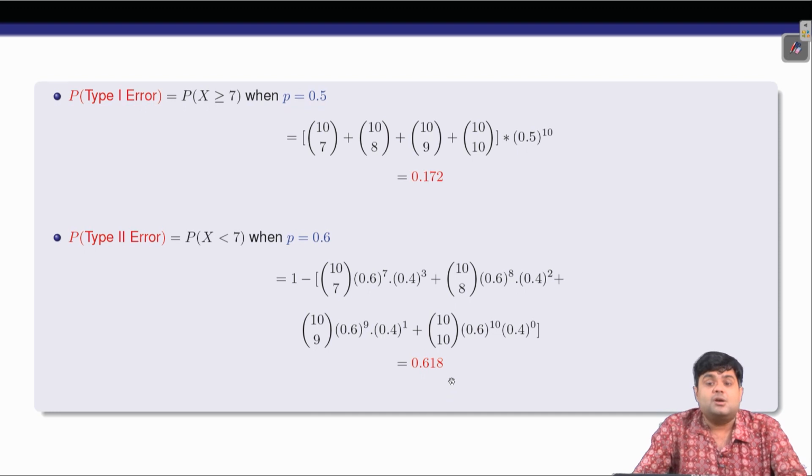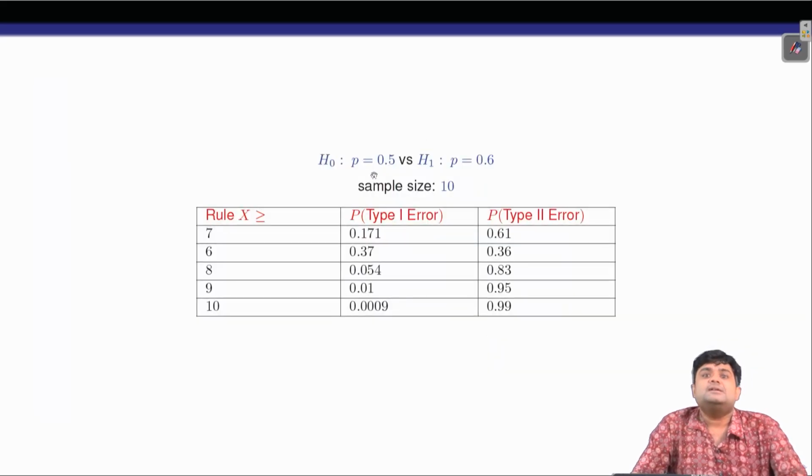Here the probability of type 2 error is pretty huge. Type 1 error is actually something we are more serious about. This is comparatively less, but type 2 error is pretty big. So, this is probably not a very good test.